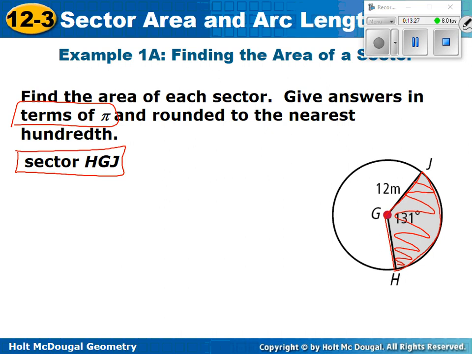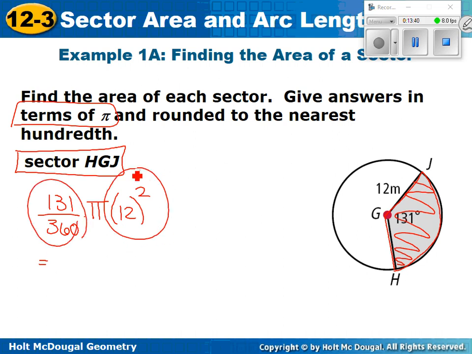In this case, you should have had 131 over 360 times pi times, what was the radius? 12 squared. In terms of pi means plug all of this in and leave it exact. So when you type that in, you should have got what? 52.4 pi. And again, it's okay to put 52.4 because it's exact. But if it had been 0.4353535, I would expect you to take that and change it back to a fraction. You could also put 52 and 2/5, either way.